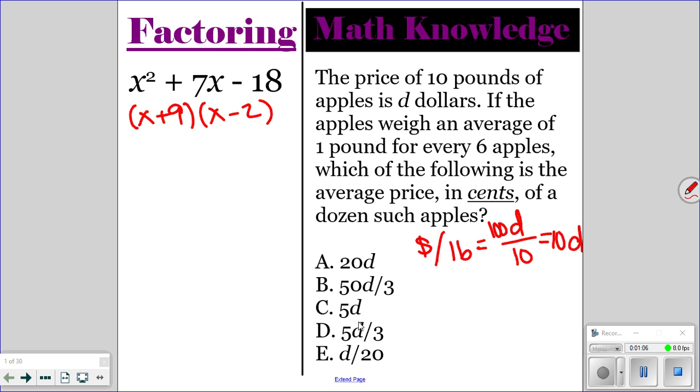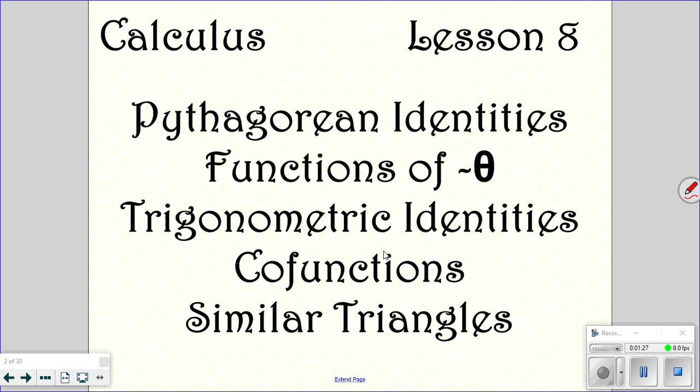And it says 1 pound is 6 apples. So what is the price of a dozen such apples? So how many pounds would we need if we need a dozen apples? We would need 2 pounds. So 2 times the 10D would be 20D. So that would be your answer for your math knowledge question.